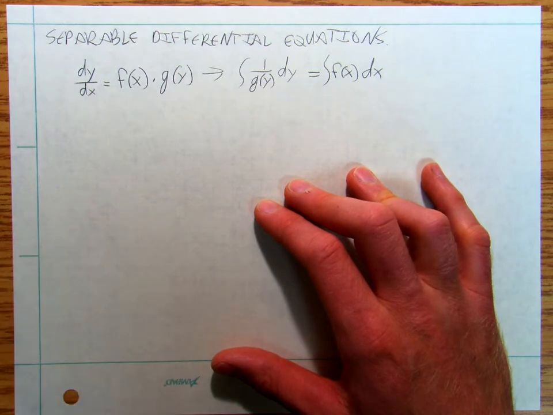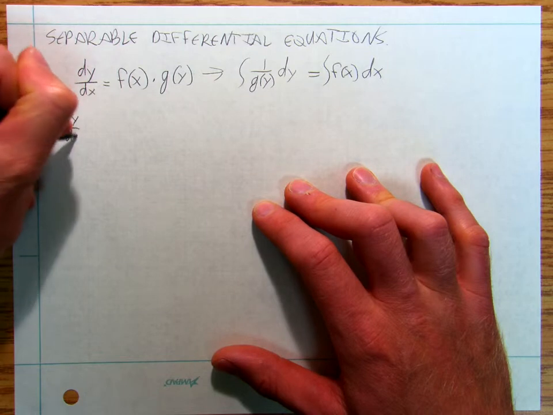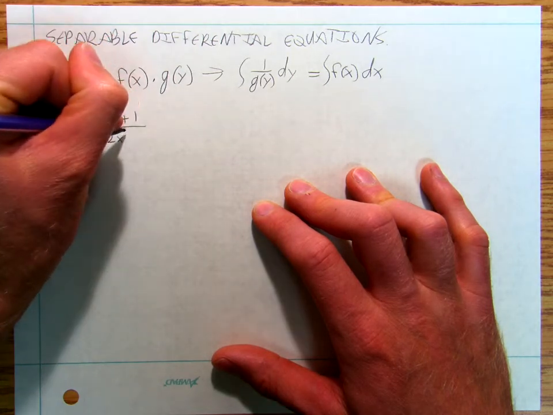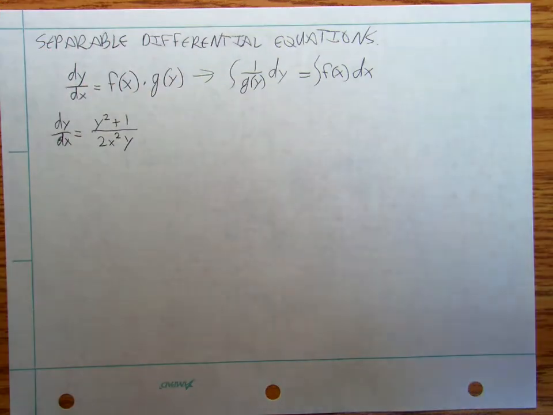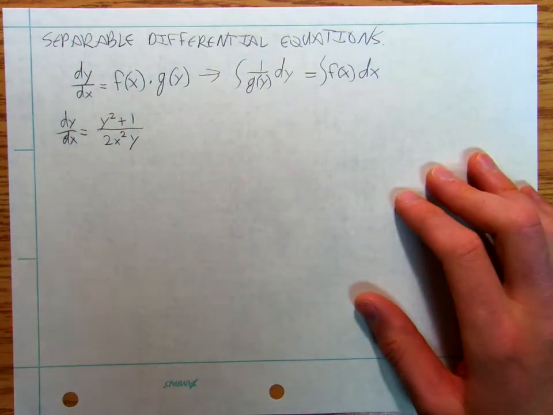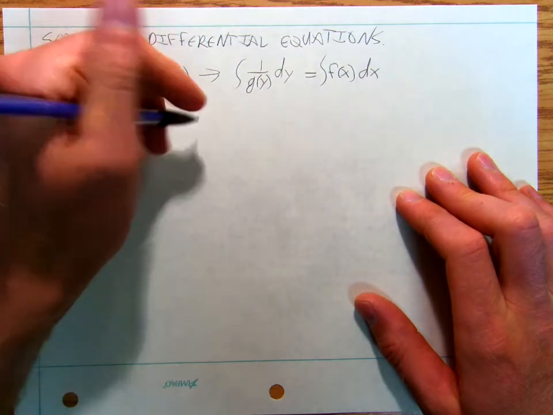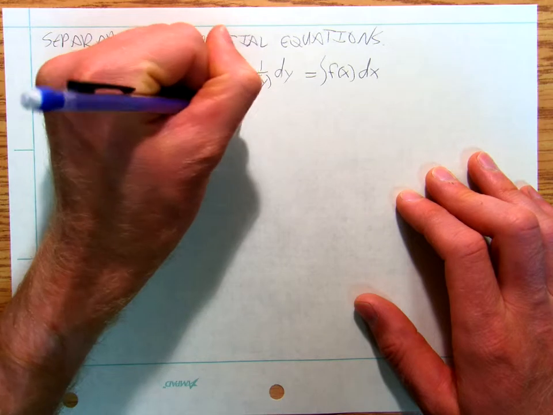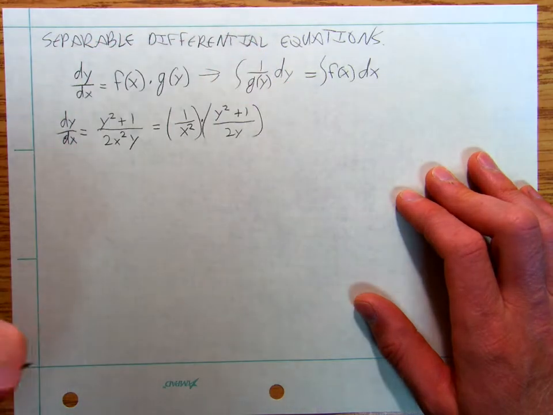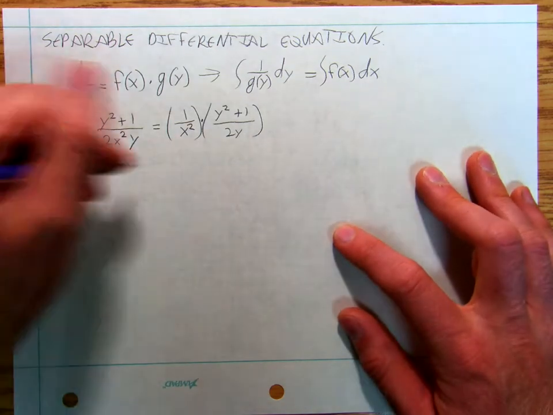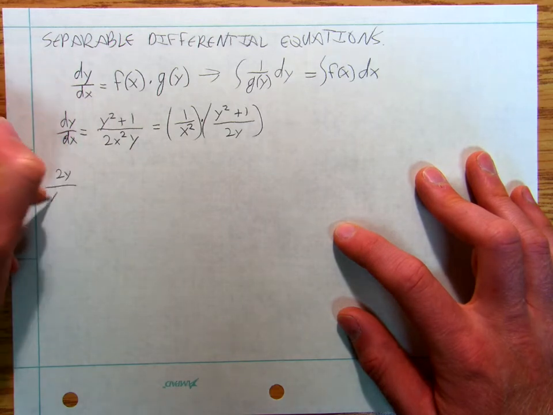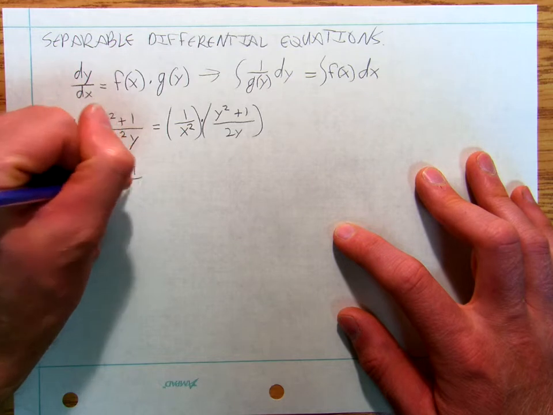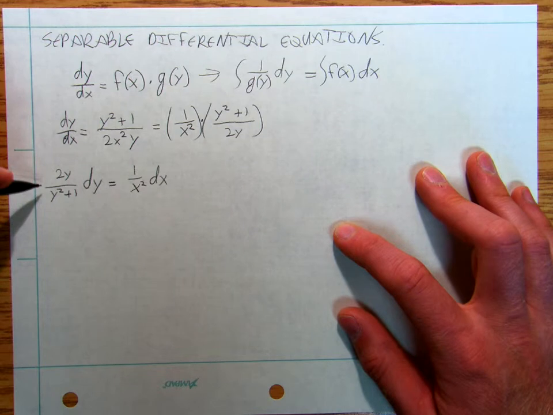Okay, so let's do some examples here so you can see what's going on. The first example I'm going to do looks a little bit complicated, but it's all set. Let's just start breaking it into f of x and g of y. I'm going to take this as 1 over x squared, times y squared plus 1 over 2y. If I fuss this around, I'm going to have 2y over y squared plus 1 dy equals 1 over x squared dx. Now I'm going to integrate both of those sides.